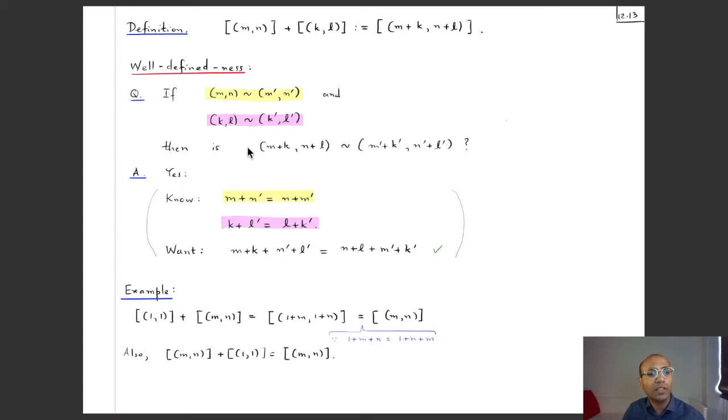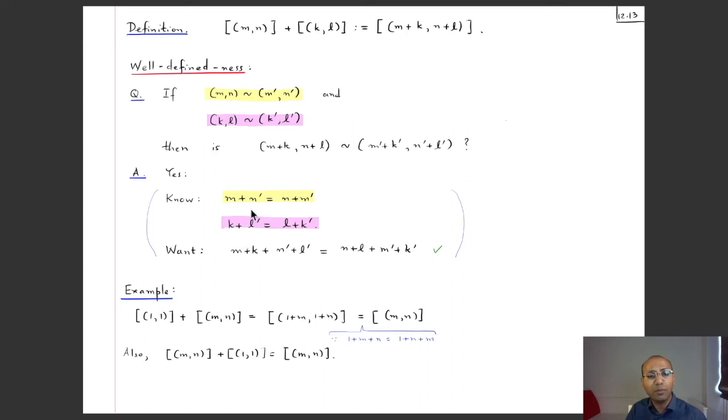So the question is: if (m, n) is equivalent to (m', n') and (k, l) is equivalent to (k', l'), then is (m+k, n+l) equivalent to (m'+k', n'+l')? What we know is that these two are equivalent, so we know that m + n' = n + m'. That's what I've written over here. Similarly, since these two are equivalent, I know that k + l' = l + k', which is what I've written over here. And what I want is m + k + n' + l' = n + l + m' + k'.